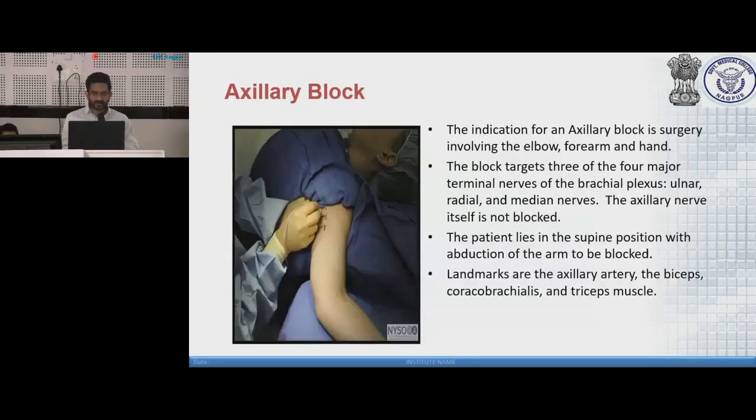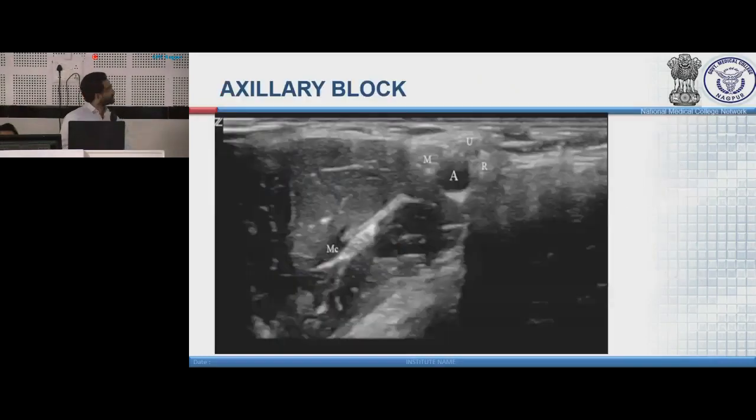Next is axillary block. Axillary block is indicated for forearm surgery, hand surgery, and surgery below the elbow. This is the sono anatomy of the axillary block. This is the axillary artery, radial nerve, ulnar nerve, median nerve. This is the musculocutaneous nerve, biceps muscle. This is the triceps muscle, and this is the coracobrachialis muscle.